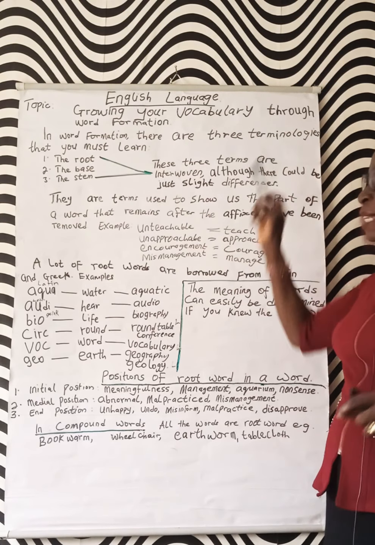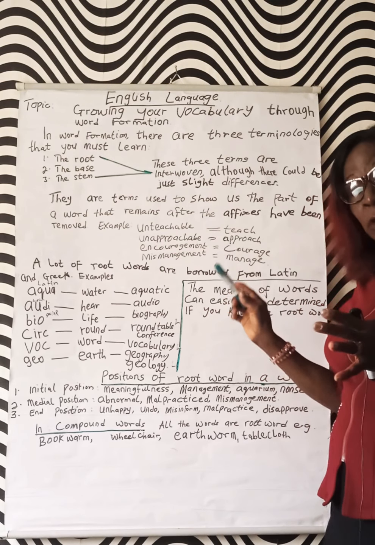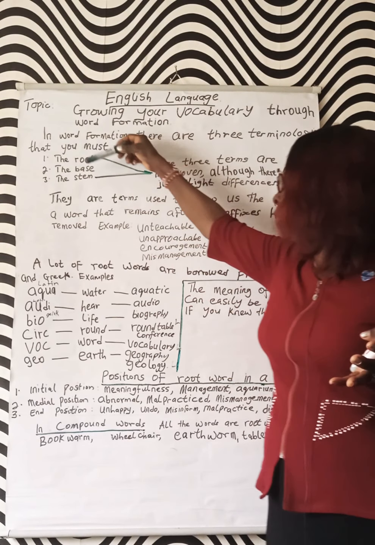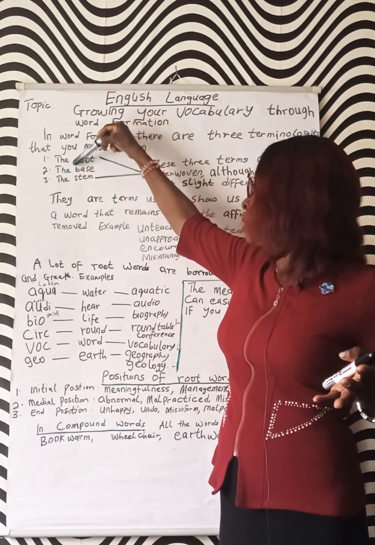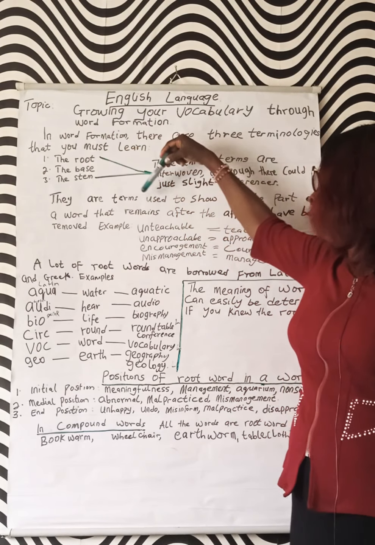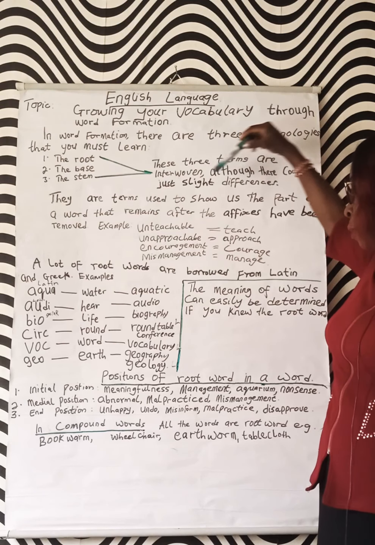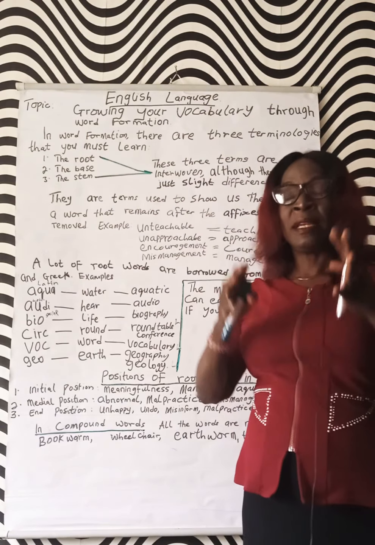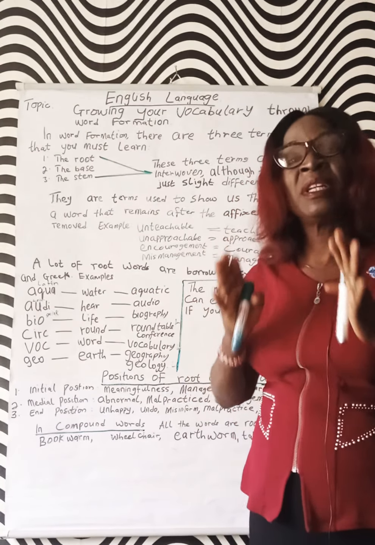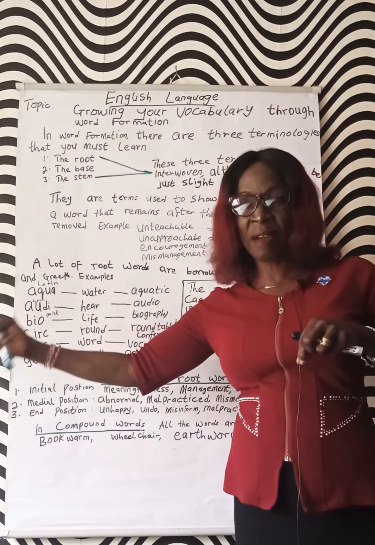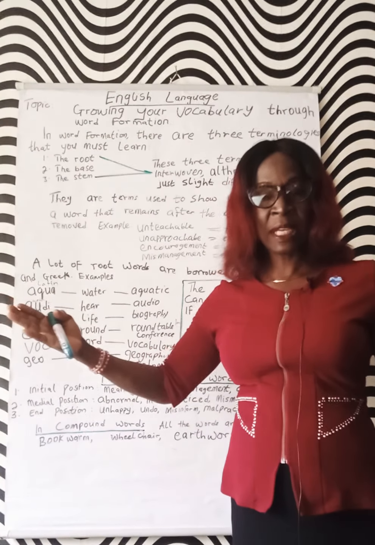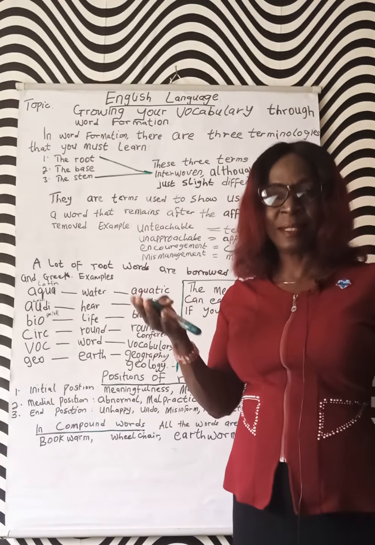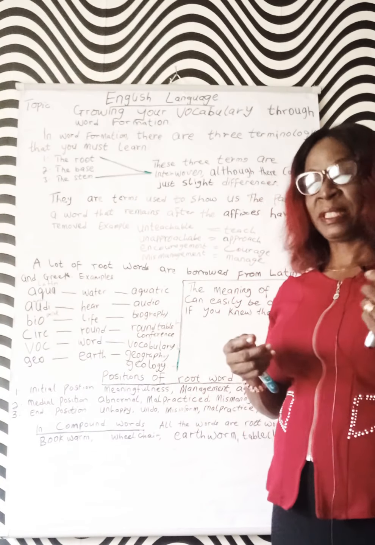Although there could be just slight differences. We're not going to talk more on the differences today, but next time we'll delve on them. But these three words, the root, the base, the stem, they are used to show us the part of a word that remains after the affixes have been removed. When affixes, that is the suffix and the prefix, have been removed from a word, what remains?